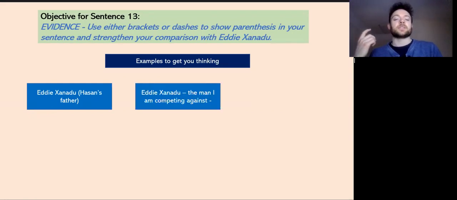Now, here's another one. Eddie Xanadu, using dashes this time, Eddie Xanadu, the man I am competing against, has shown himself to be devious and motivated by money, okay? So let's take out that bit in dashes. Eddie Xanadu has shown himself to be devious and motivated by money, okay? That's a complete sentence. Good stuff, we're ready to go.